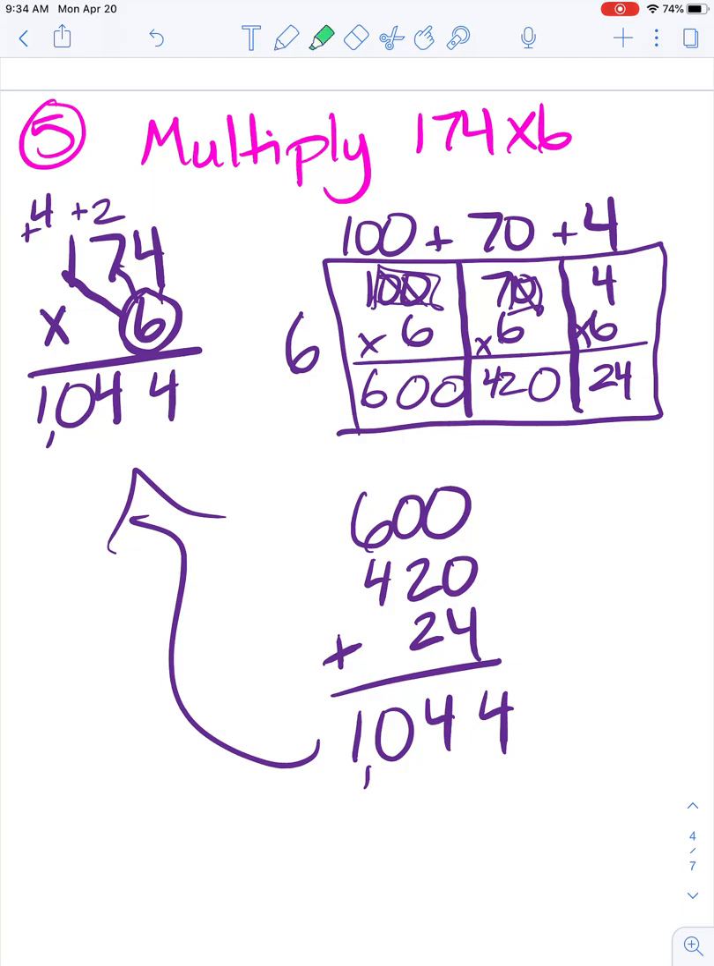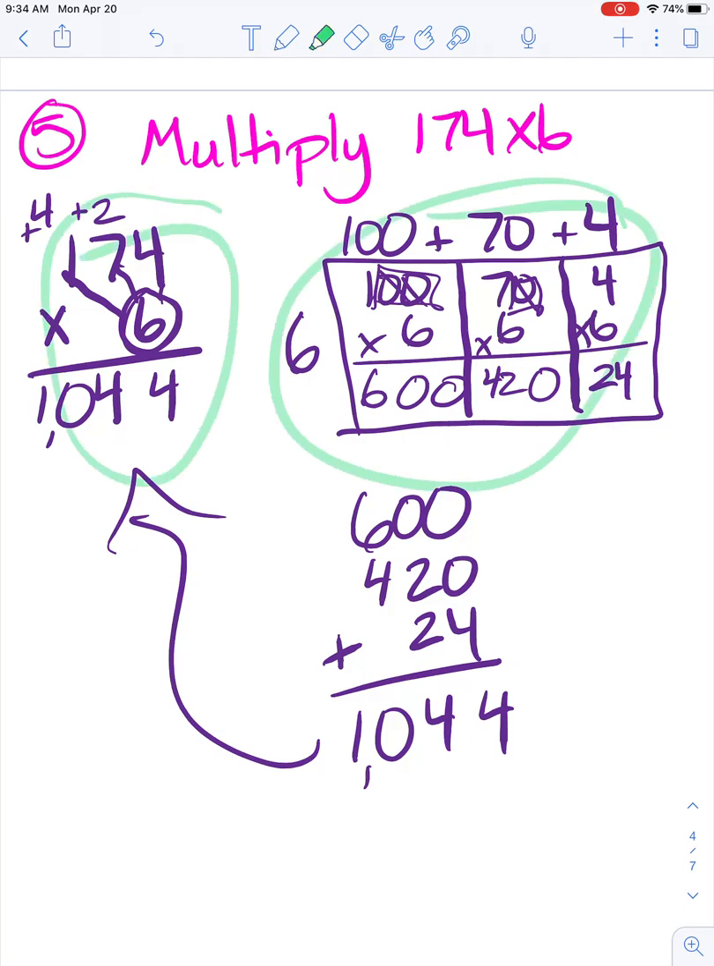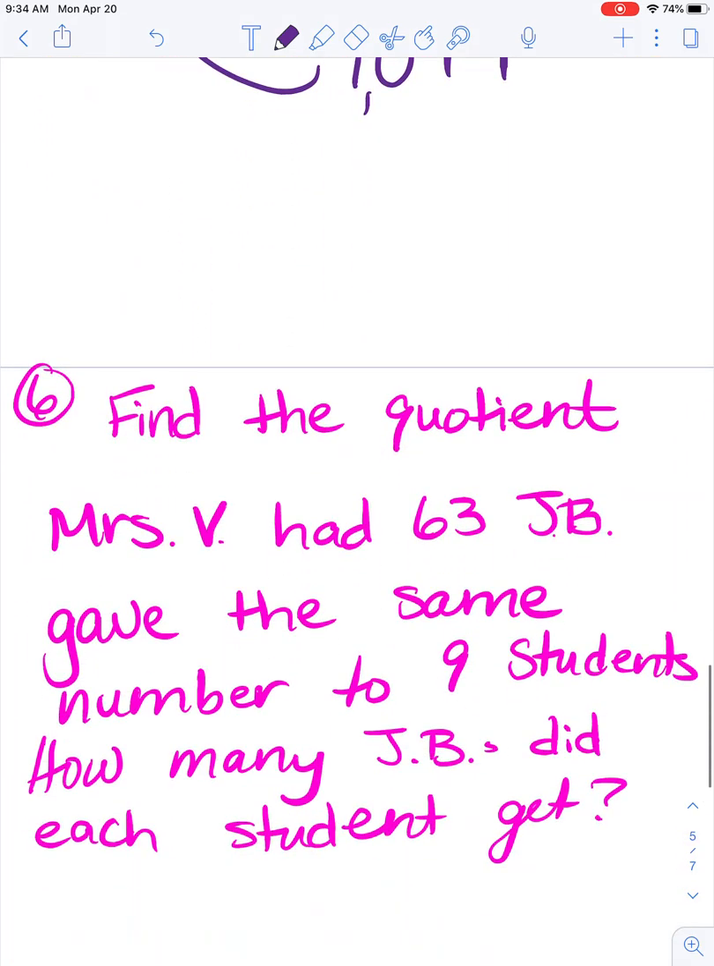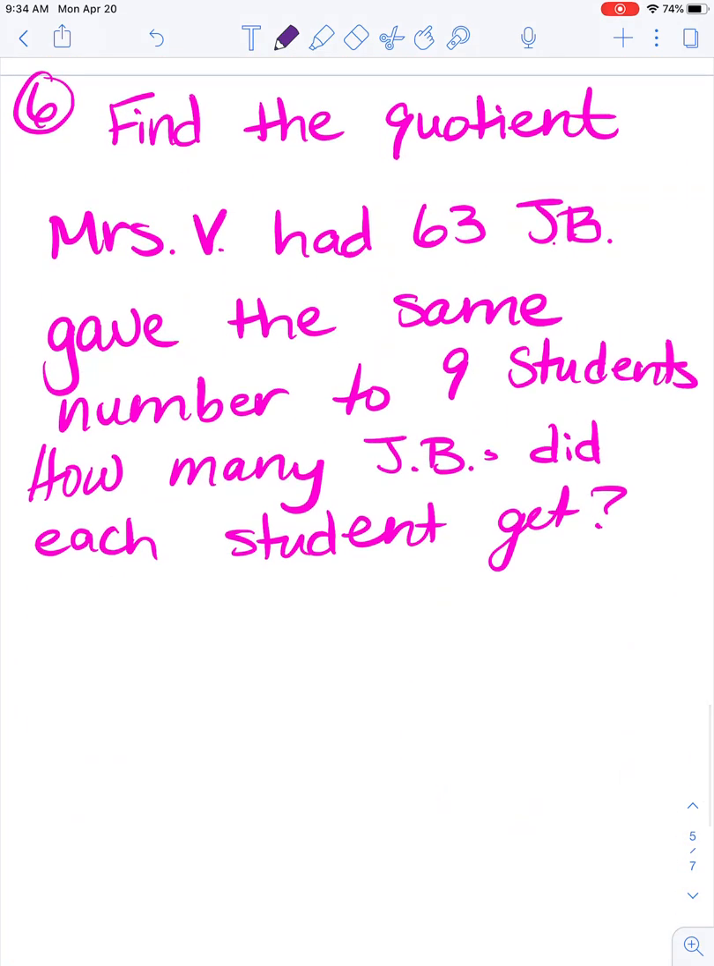Again, I don't care which way you do it. If you like the algorithm, do it. If you're better at the box method, do it. Do the one that you are better at, please.